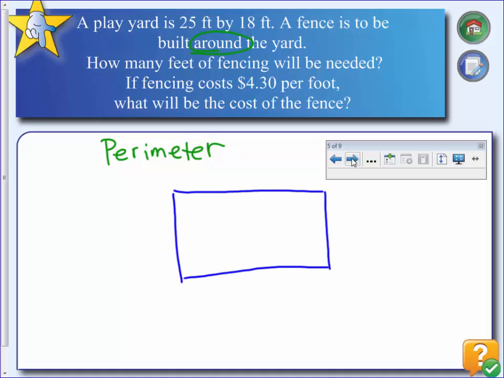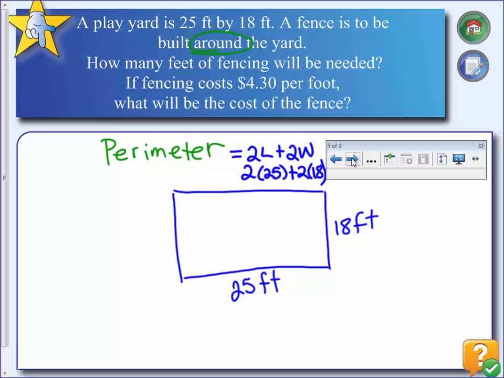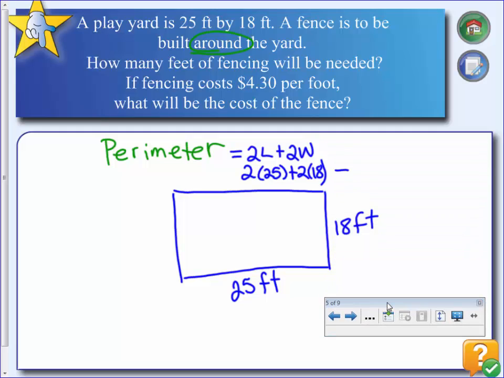It's a rectangle with the dimensions 25 feet by 18 feet. And again, we said we're talking about perimeter, so I'm going to do 2 times my length plus 2 times my width. So 2 times 25 plus 2 times 18. And I got that the perimeter of this is exactly 86 feet. Okay, so that's question number 1.